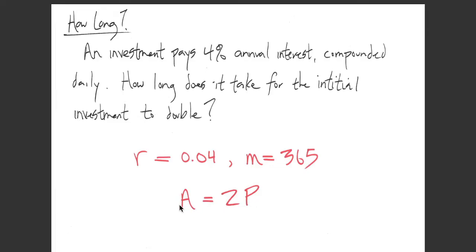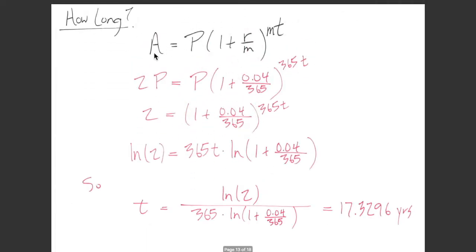So what we know here is that A equals 2 times P. Now we can plug those things into, again, just the basic compound interest formula. My A is 2P, my P is unknown, but then I have 1 plus the interest rate over the compounding frequency, raised to the compounding frequency times time. And so we need to solve this equation for t. Remember, t is in the exponent again, so we'll probably be using logarithms, and you can see that we will. But first, let's clean things up a bit.